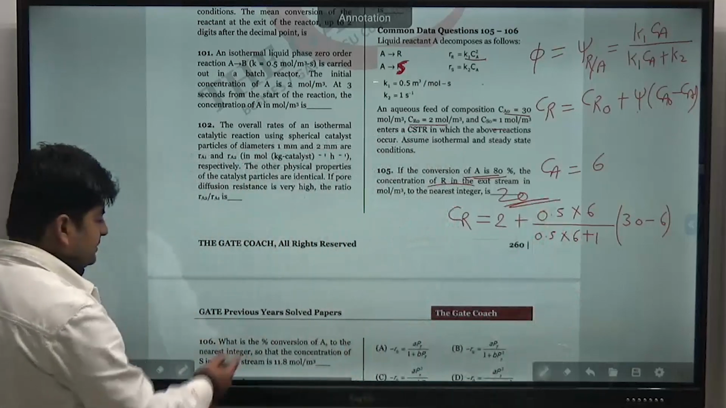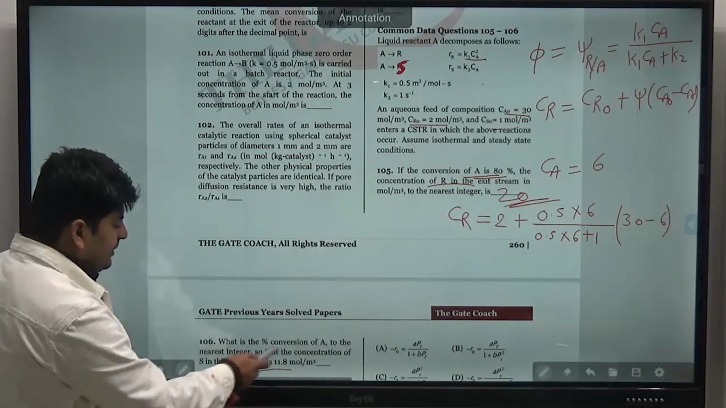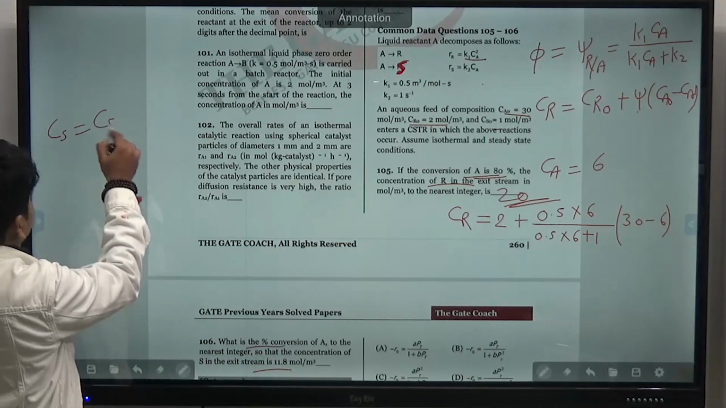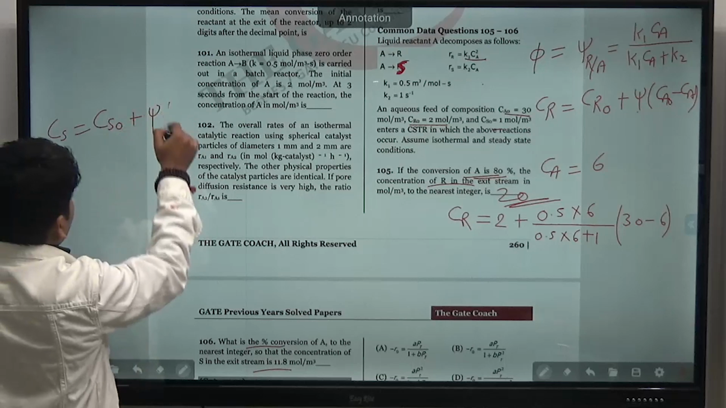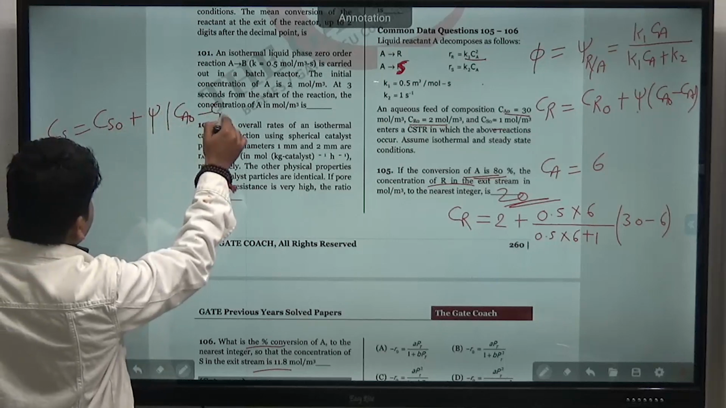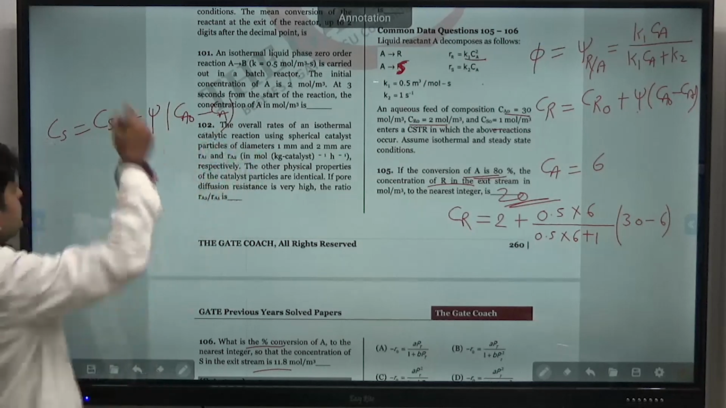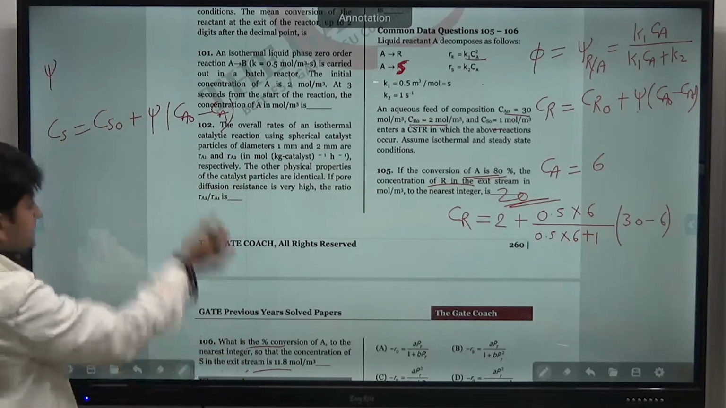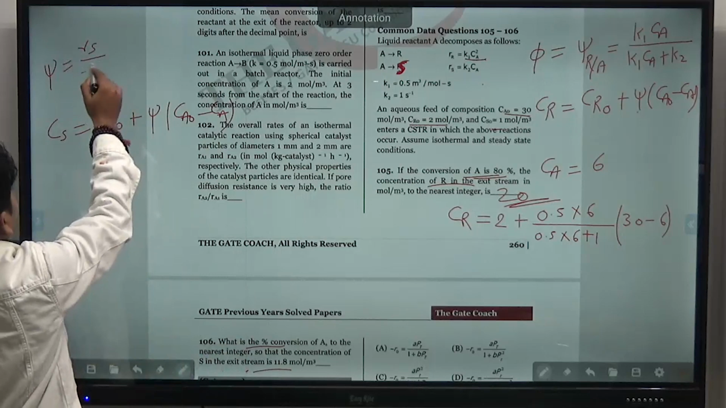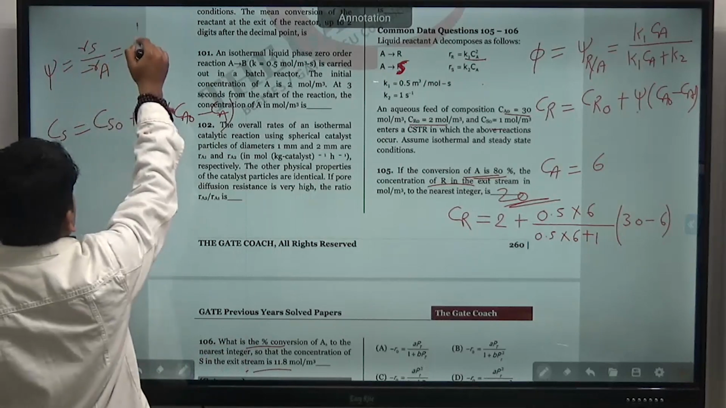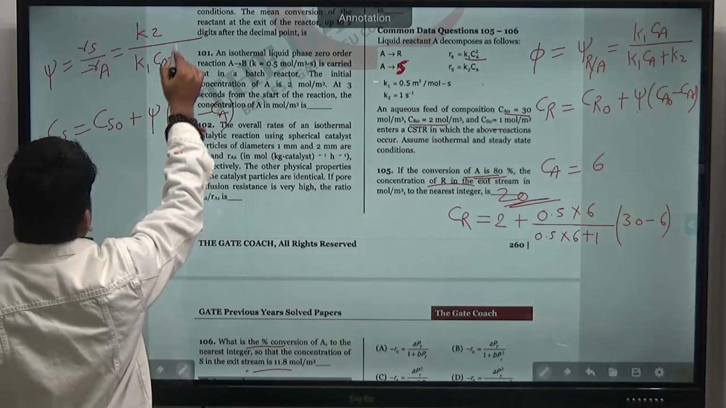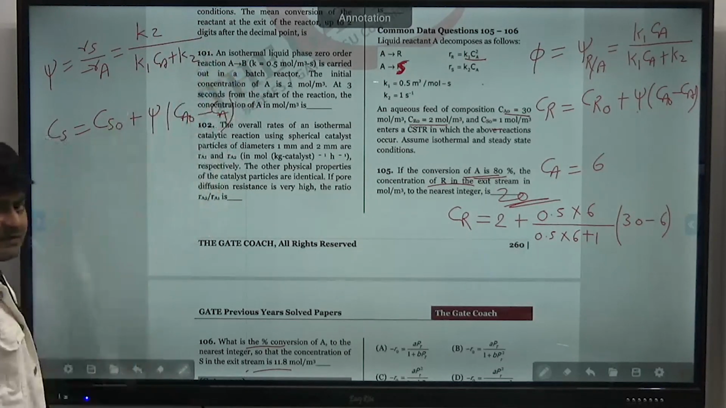Simple. Next, CS is given. You have to find out the conversion of A. So we know that CS is equal to CS naught plus psi times of CA naught minus CA. This will be the equation as phi is equal to psi. And what will be the psi here? Fractional yield in terms of S. That will be RS upon minus RA, or you can write it as K2 upon K1 CA plus K2.